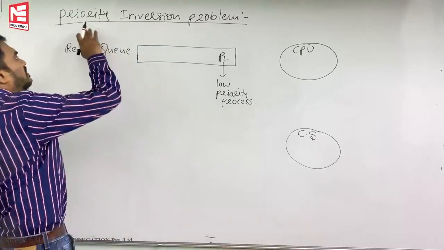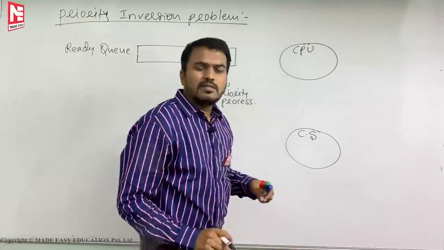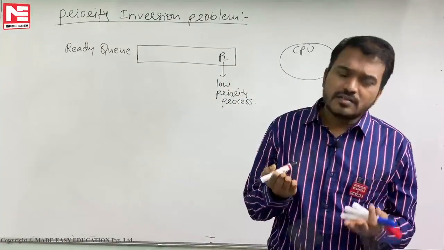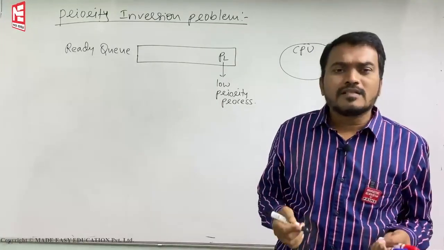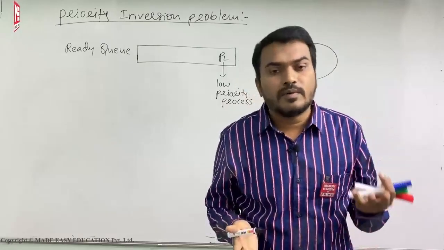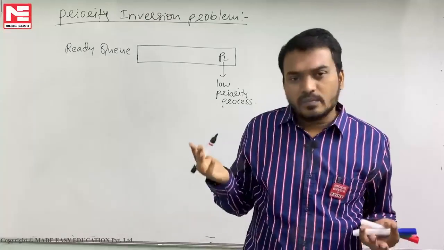Okay, what is the meaning of this heading? Understand here: priority inversion problem. Priority inversion, it means what? There are inversions in the priority. Simple, right? Inversion in the priority means you have a low priority process and a high priority process, so there are inversions in the priority.